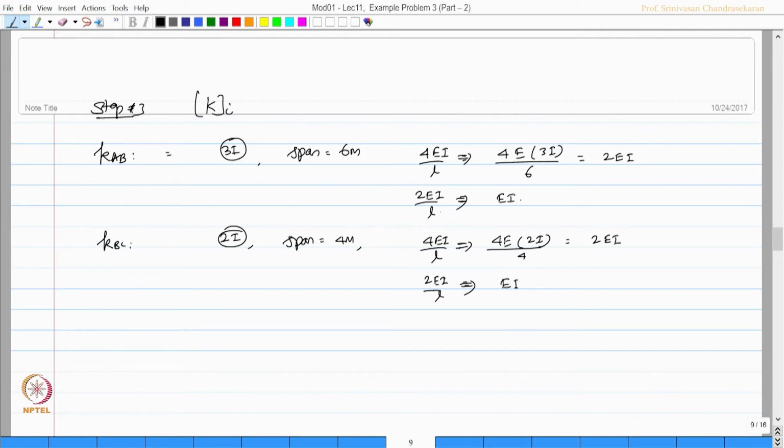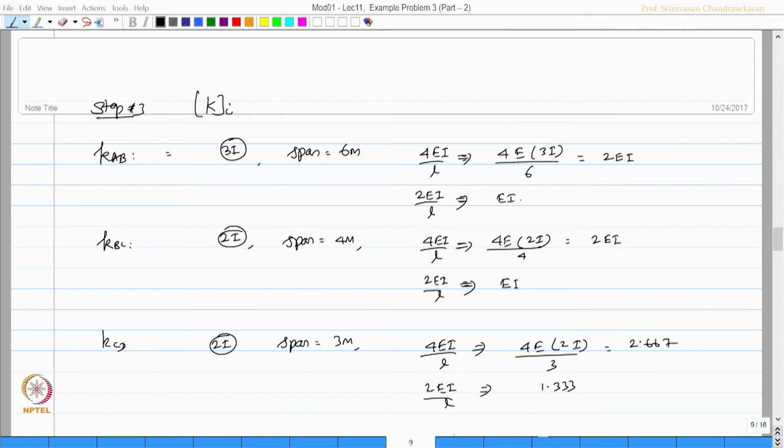Let us do this for KCD. So, KCD again has 2I and the span of CD is 3 meters. Therefore, the rotational coefficient 4EI by L could be 4E into 2I by 3, which is 2.667, and 2EI by L will be half of this, which is 1.333.